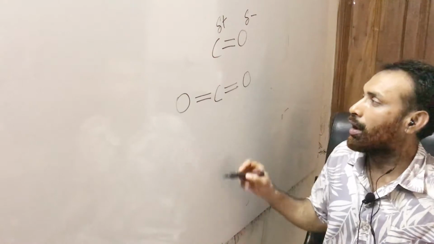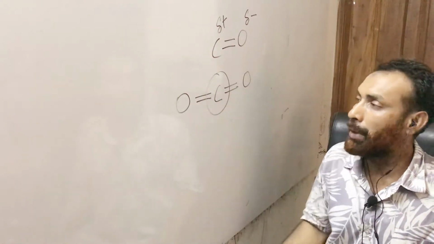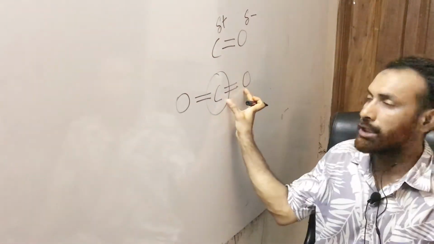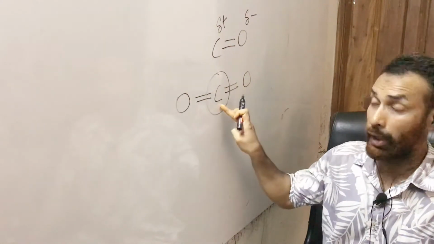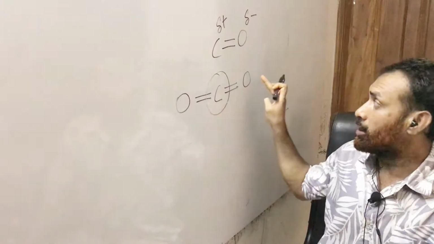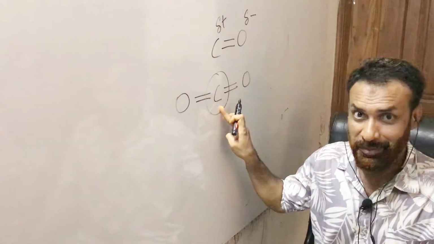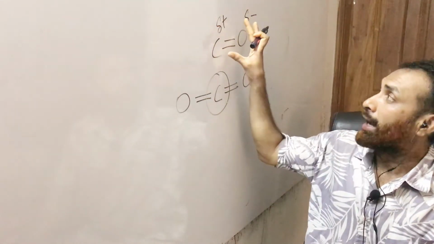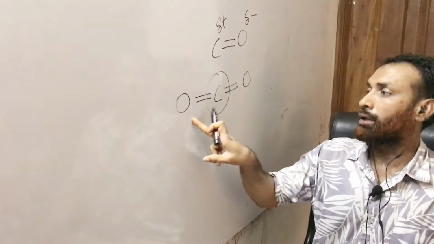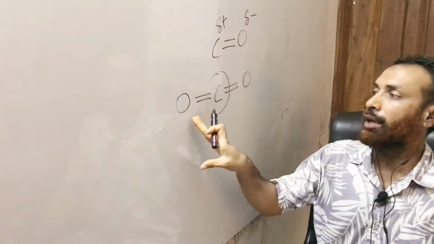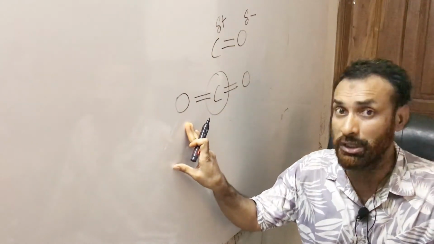Why does this happen? Because when the middle atom is carbon, oxygen is more electronegative than carbon, so this should be negative and this should be positive, as you have in carbon monoxide. But this is not so in carbon dioxide, because the same thing happens from the opposite side.